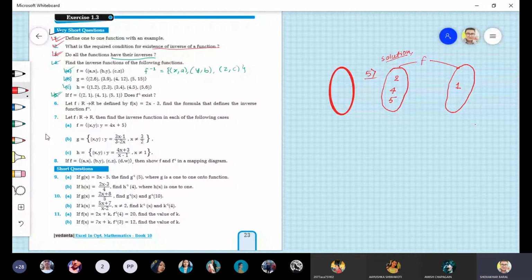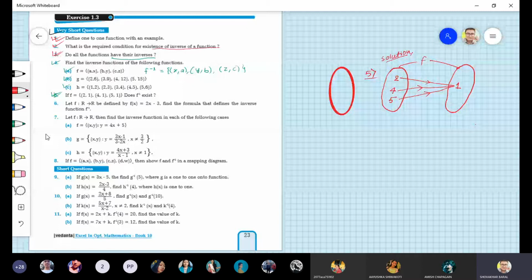And now let me join the arrows here. Let me map this element. 2 is mapped with 1, 4 is mapped with 1, 5 is also mapped with 1. This function is not 1 to 1 and onto.